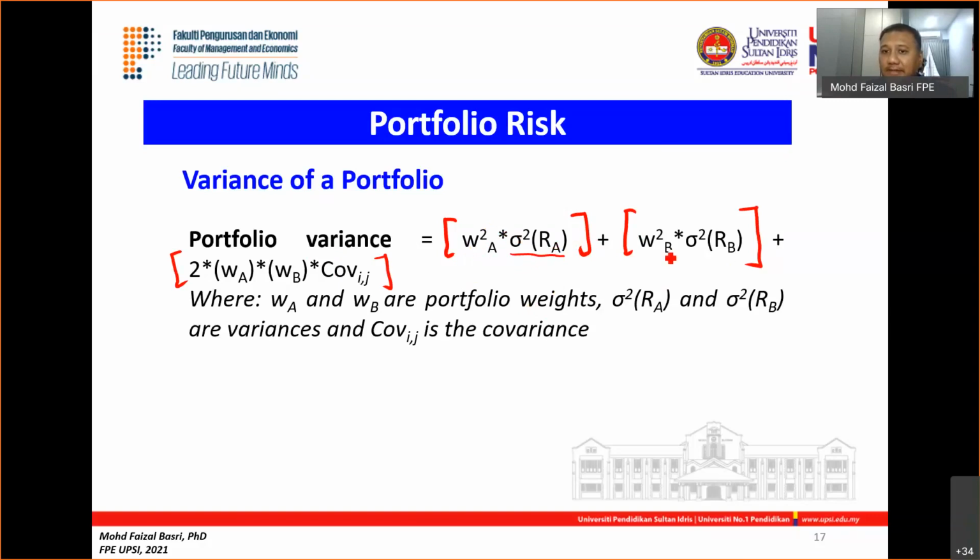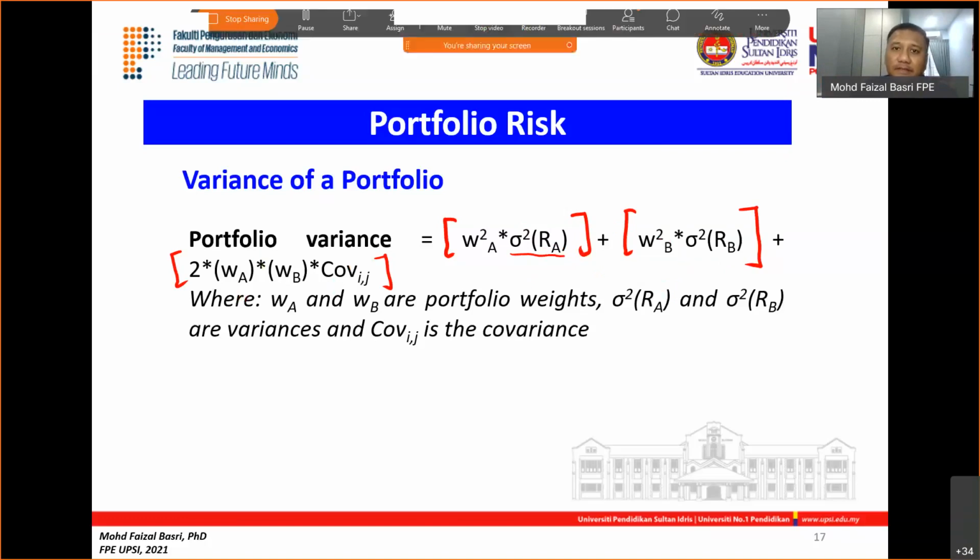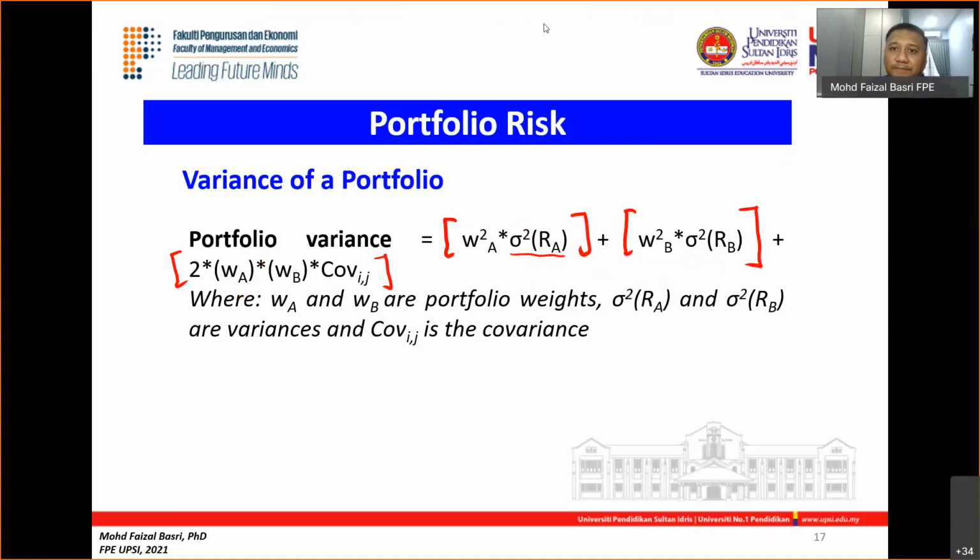Plus the second bracket: weight B squared multiply with variance for stock B. Remember we have both weights, 40 and 60, earlier, and we have both variances for stock A and stock B. For myself, again, I will use the one without the percentage, and I will convert it into percentage later. It's up to you lah, which one you prefer, as long as you don't interchange the percentage. So that's the second part.